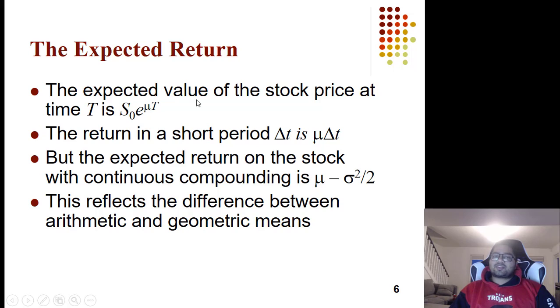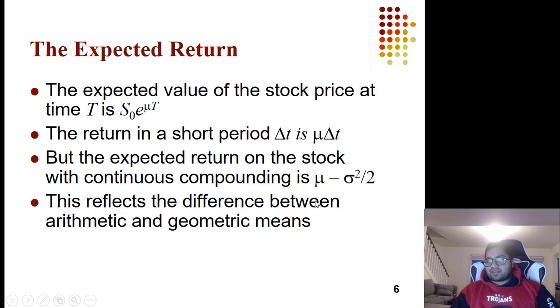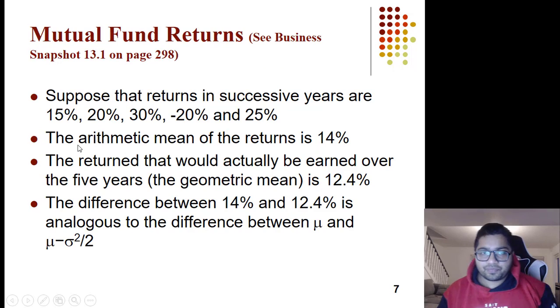The expected value of the stock price at time t is S0 e to the power u t. The return in a short period delta t is u delta t. But the expected return on the stock with continuous compounding, we found out, is u minus sigma squared divided by 2. This reflects the difference between arithmetic and geometric mean. Whenever you're considering stocks, always use geometric mean.